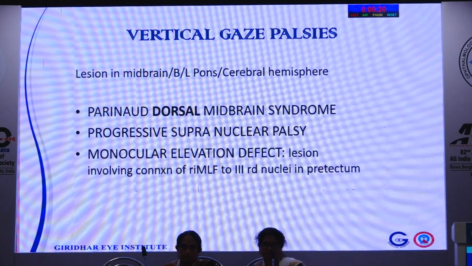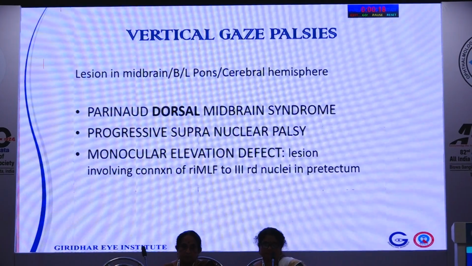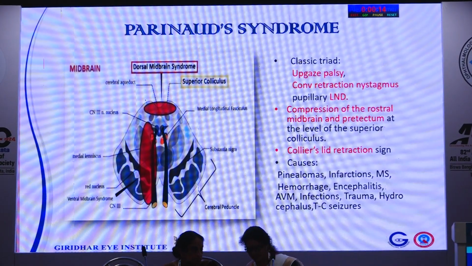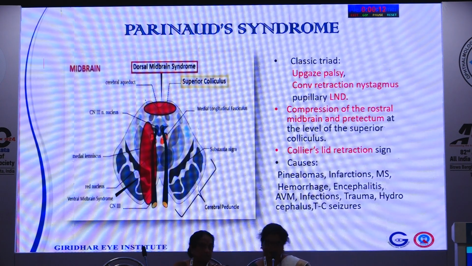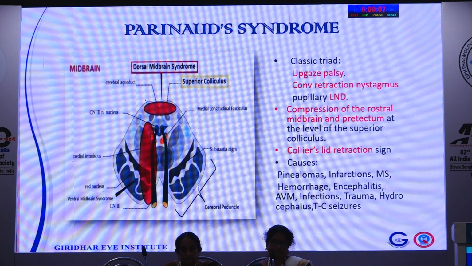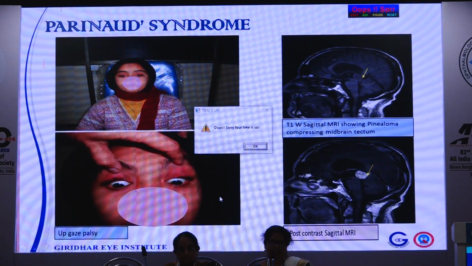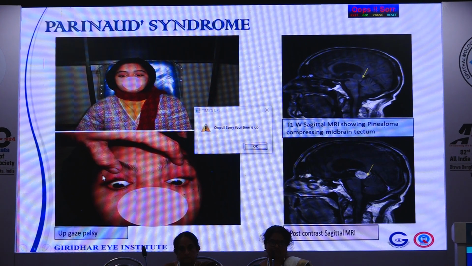Then vertical gaze palsies: you have Parinaud's, dorsal midbrain, progressive supranuclear palsy, and monocular elevation defect. Parinaud's has a classical triad: upgaze palsy, convergence retraction nystagmus, and light-near dissociation. And this is all because of loss of inhibitory control of the third nerve nuclei, which is present at the level of the dorsal midbrain. And here, just take a minute, you can see that this patient is not able to look up.